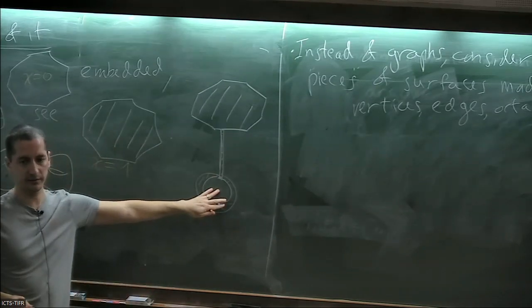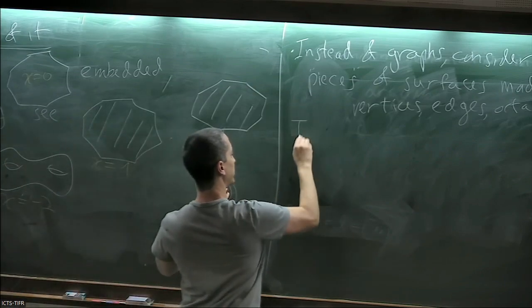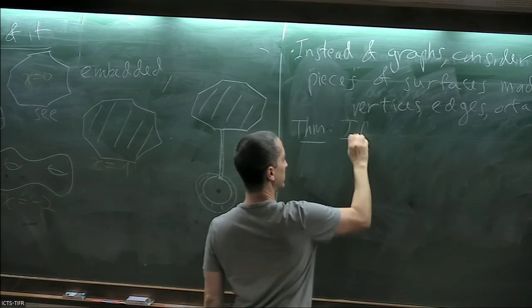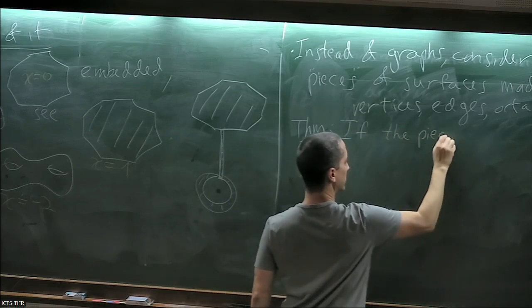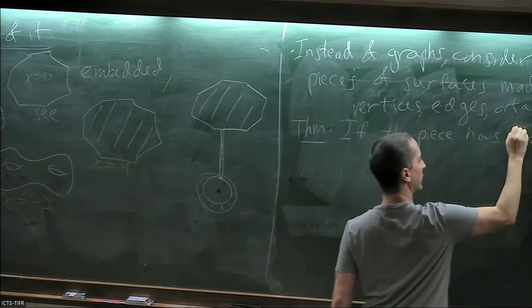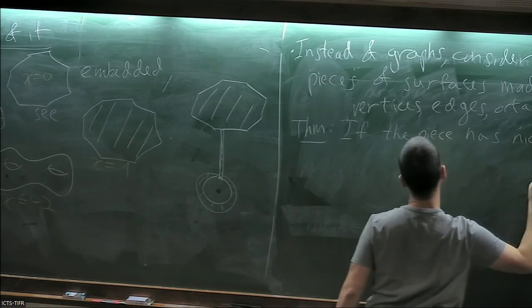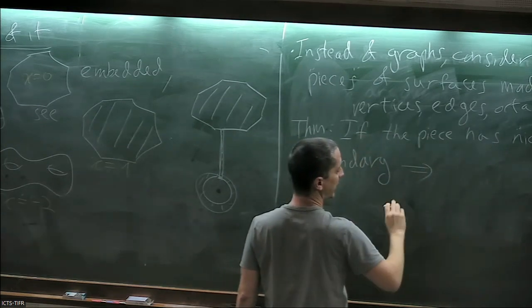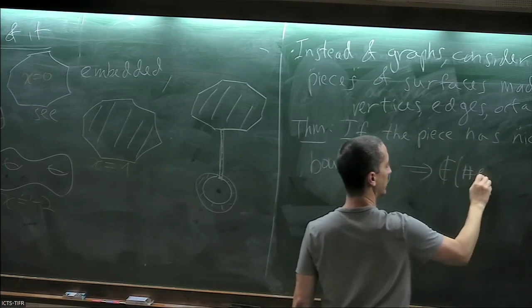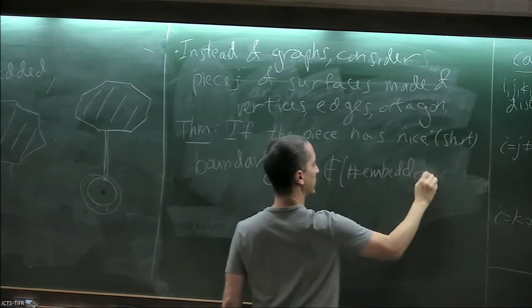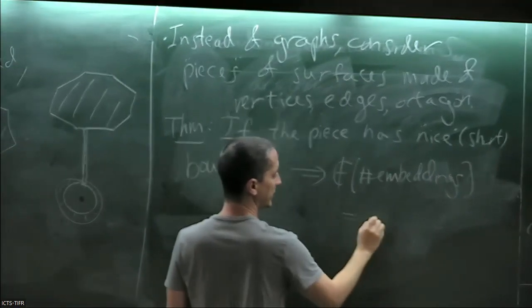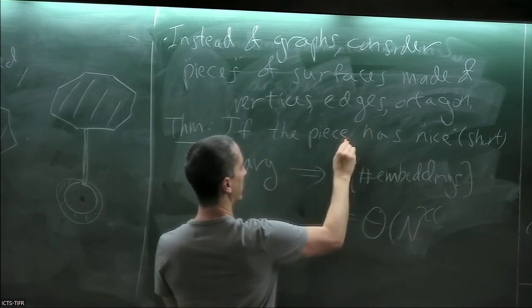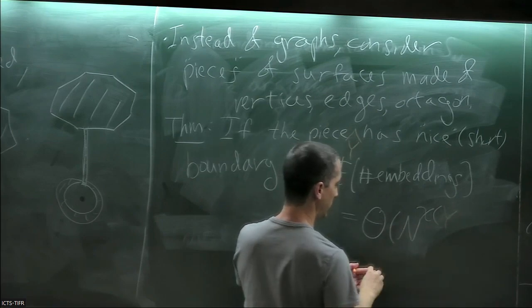And now it has boundary, right? What we show, and I'm going to state it vaguely, is that if the piece has nice or short boundary, then the expected number of embeddings of this piece is theta of n to the Euler characteristic of the piece, let's call it Y, the Euler characteristic of Y.